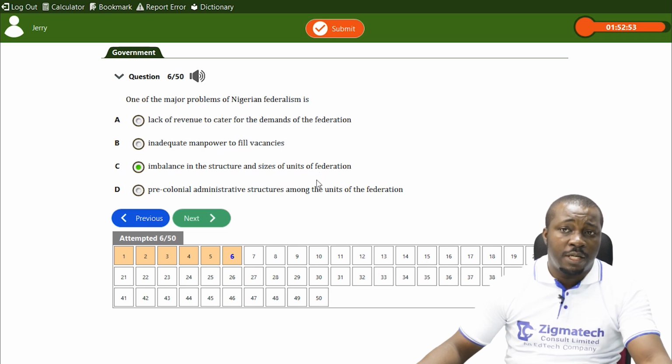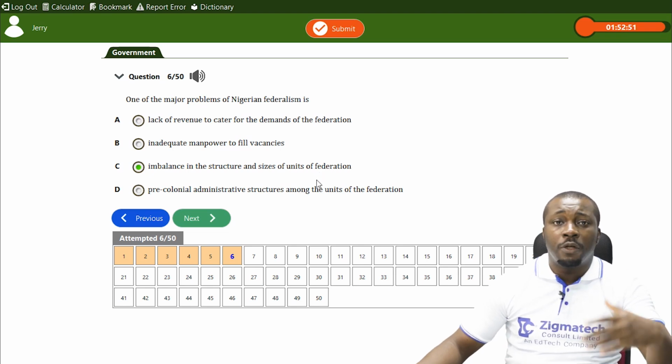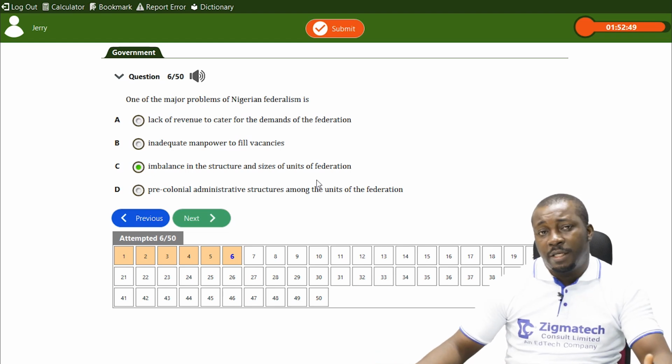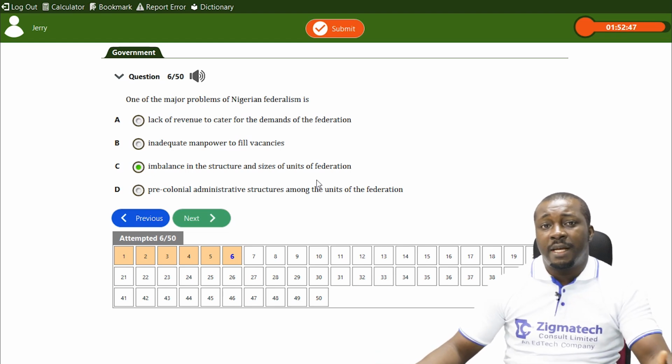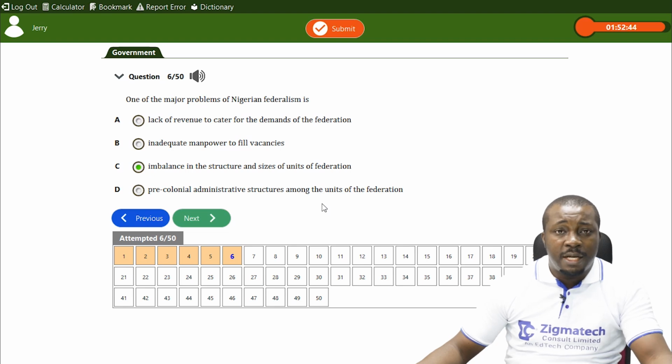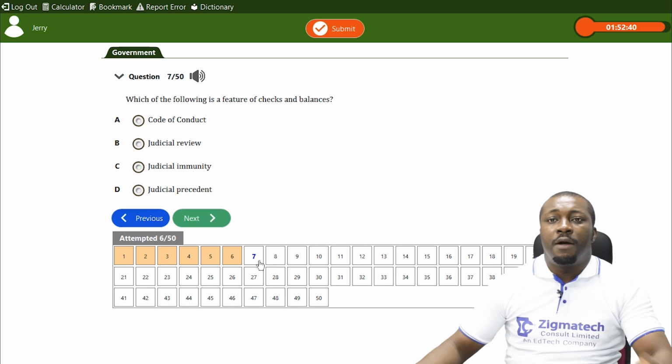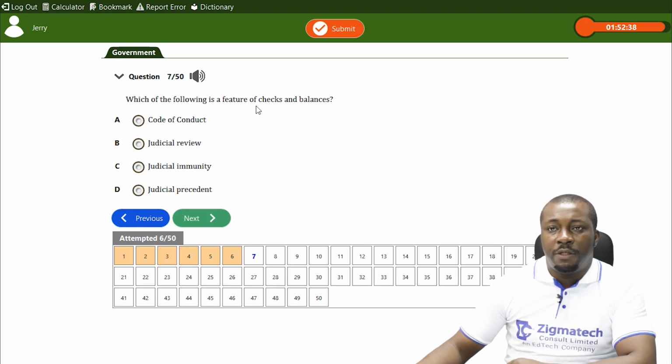And also in terms of imbalance, when you look at some states, especially in the north, you see that a state is almost as large as the entire south in the northern region. So that's the imbalance. Now, which of the following is a feature of checks and balances?